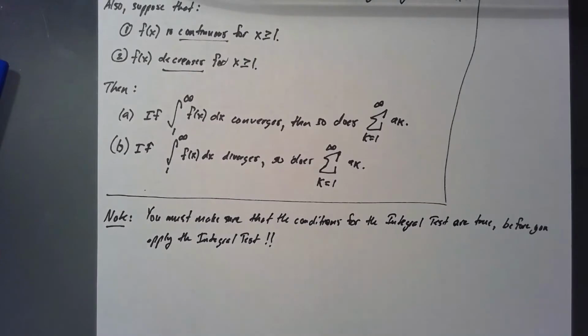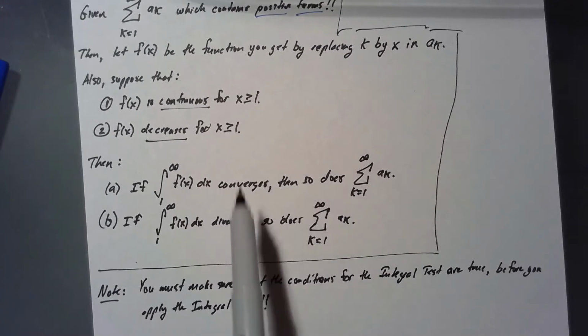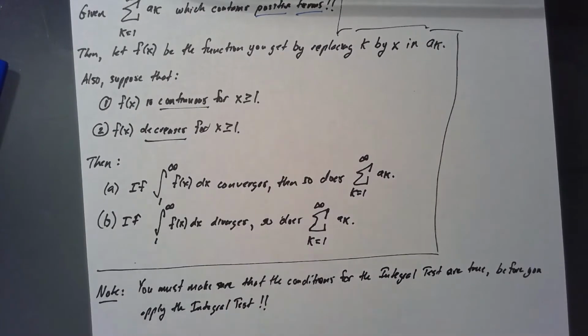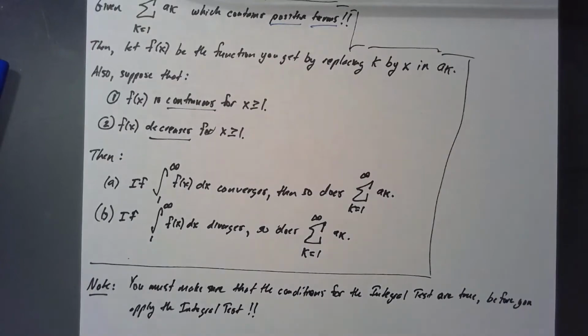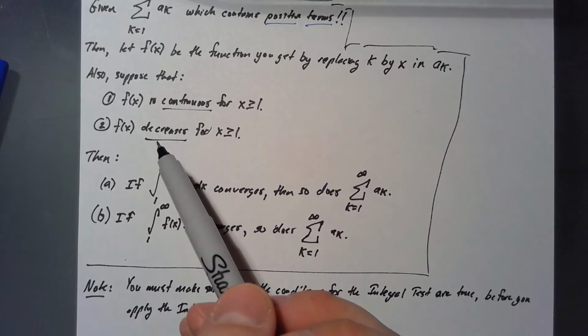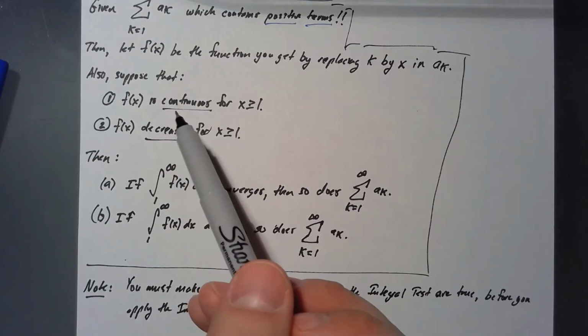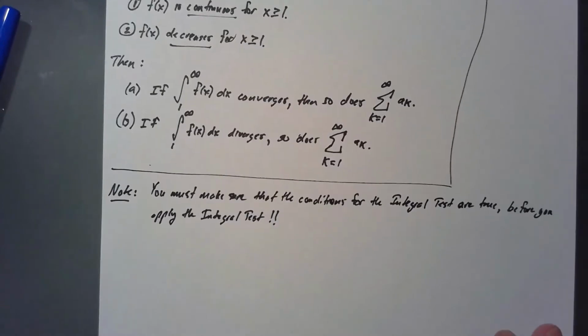So one mistake I see students do is, if given a series, they'll just immediately start doing this without looking at these conditions. You have to make sure the conditions hold before you do this. Because if your function doesn't decrease or is discontinuous somewhere, then the conditions of the integral test fail and you can't use it.